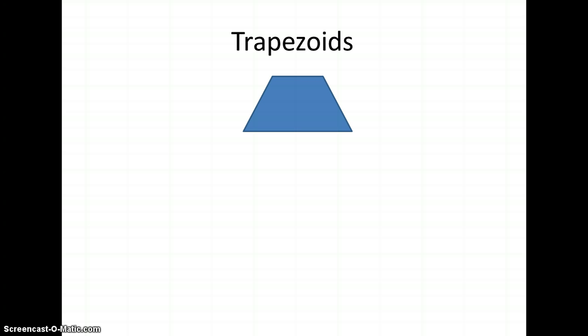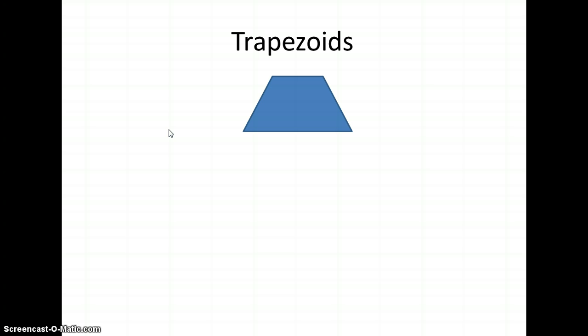Trapezoids are quadrilaterals that have 1 pair of parallel sides. So the top and the bottom in this case are parallel to each other. So it's a trapezoid. But notice the sides are not parallel to each other, the left side and the right side.